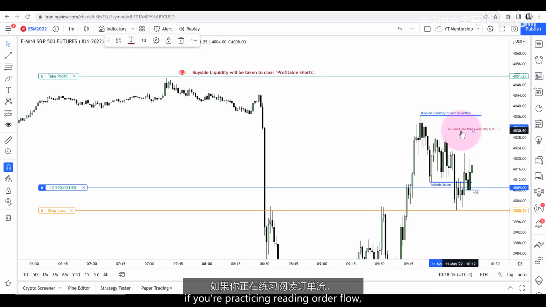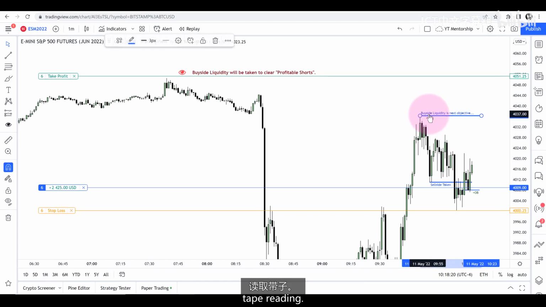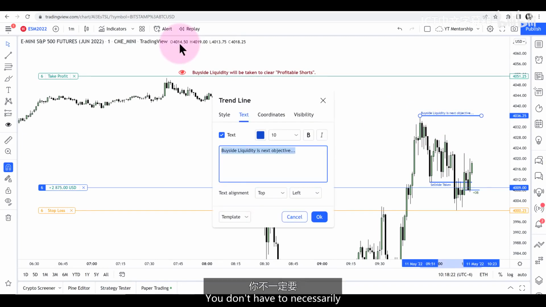Now, this is what you want to do also if you're practicing reading order flow, tape reading. You don't have to necessarily put a demo account position on. I'm doing it just simply because a lot of people like to see it.